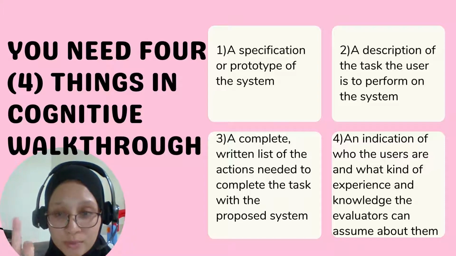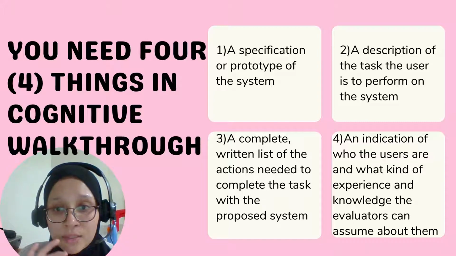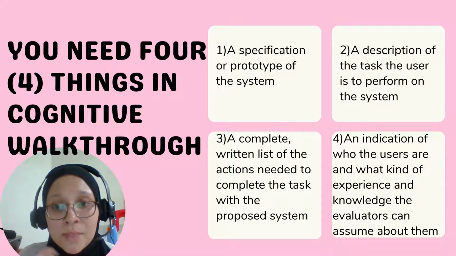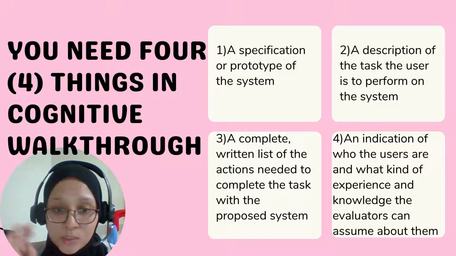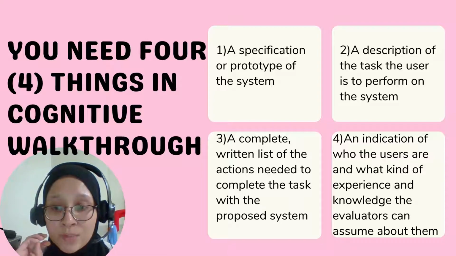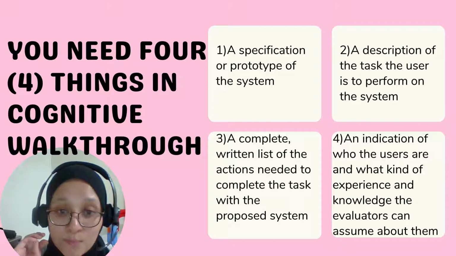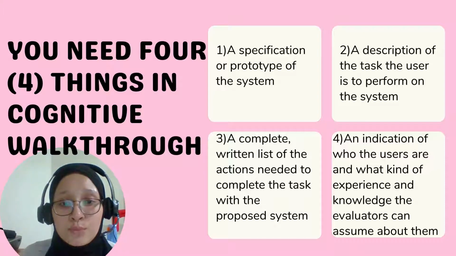First one, specification or prototype of the system. Second one, a description of the task the user is to perform on the system. The third one, a complete written list of the actions needed to complete the task with the proposed system. And the last one, an indication of who the users are and what kind of experience and knowledge the evaluator can assume about them. So these are the 4 things, okay, for a cognitive walkthrough.